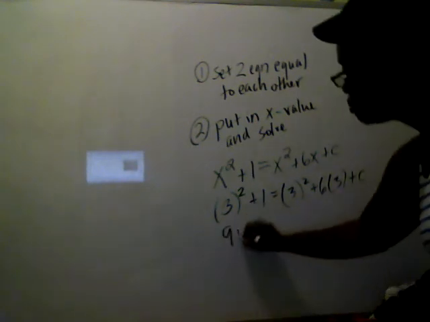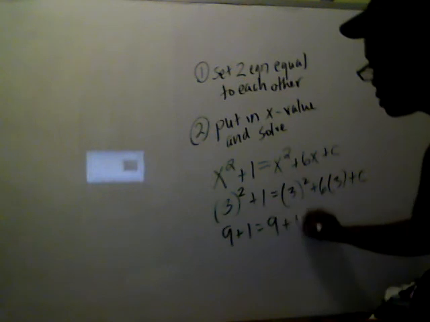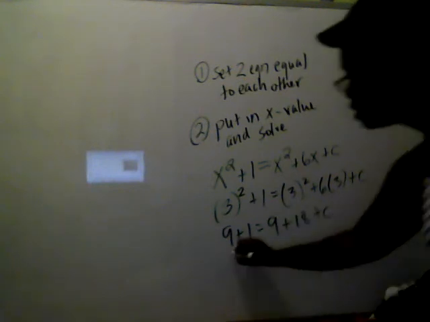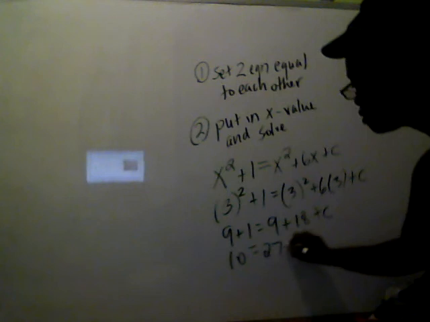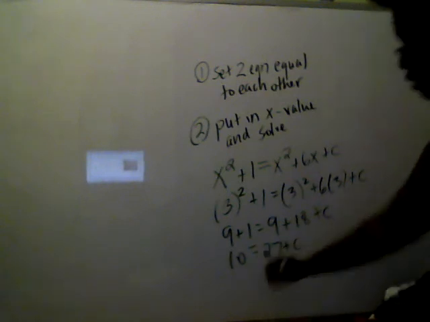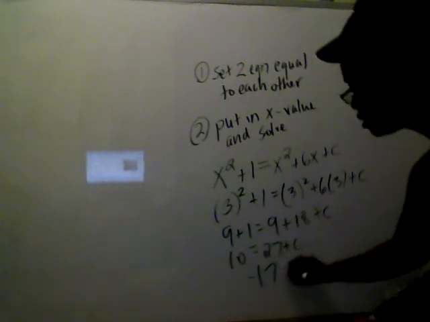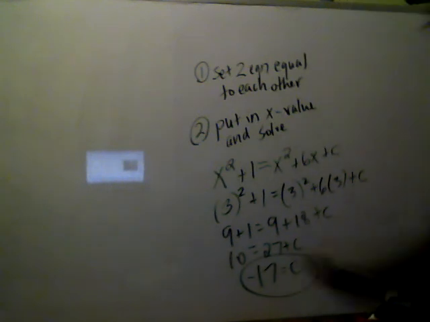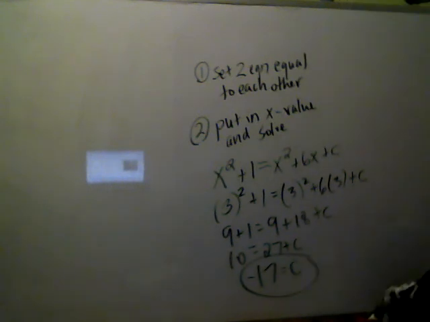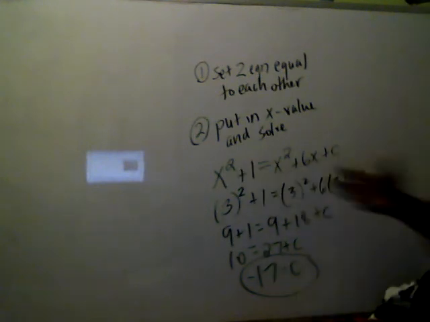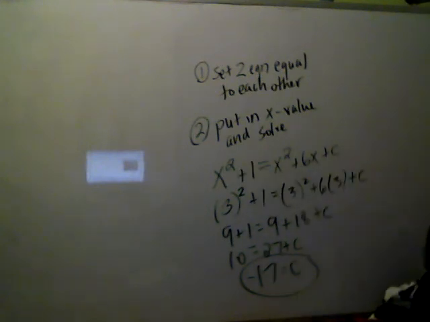So I get 9 plus 1 equals 9 plus 18 plus c. So 10 equals 27 plus c. And then I would have subtracted 27 from both sides. So negative 17 equals c. Okay. So again, we just set the two equations equal to each other, because what we're trying to find out is when the equations will overlap so they patch up any holes that might be there in the piecewise function.